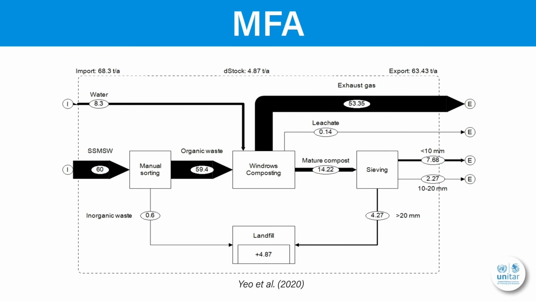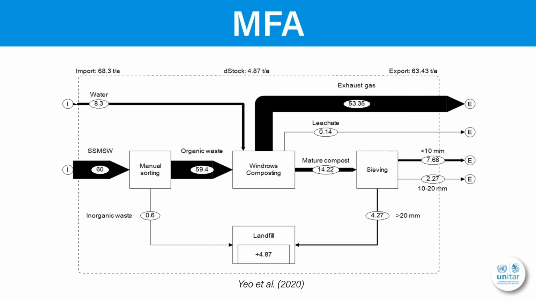Material flow analysis can however be conducted for one industrial process, or in this case, for one composting site, where you can see how the composting facility processes 60 tons of waste per year, which is predominantly organic, with only 0.6 tons of non-organics. The organic fraction is then processed by composting to generate 14.2 tons of mature compost per year.